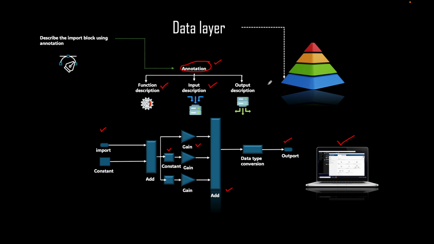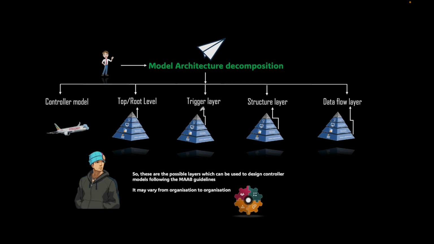This is how all the layers are defined in a control system design, or a Stateflow control design. As we have already seen, the total number of layers is 4. First is the top or root layer, then the trigger layer, then the structure layer, and then the data flow layer. The data flow layer depends on how you are using the basic Simulink blocks. Here multiple layers are possible.